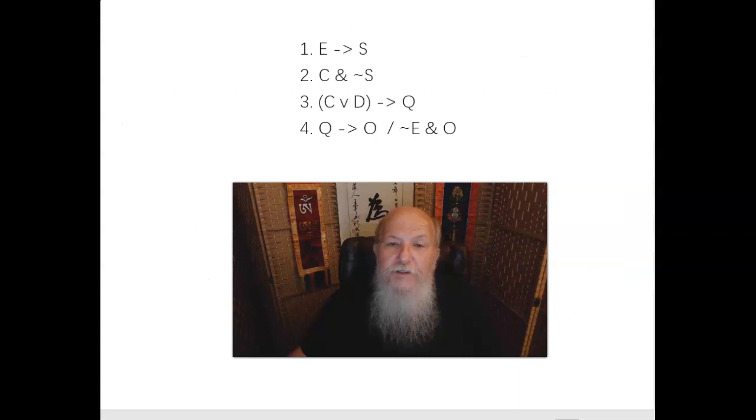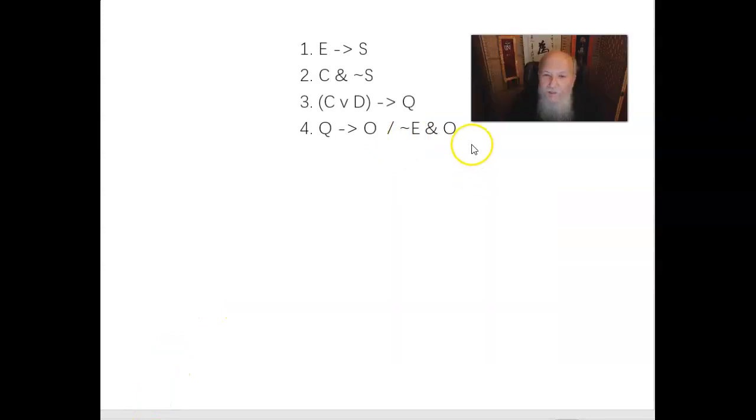So first, we just translate the thing. And then we have if E, then S, C and not S, if C or D, then Q, if Q, then O, therefore not E and O. Let's just try to think through this together. I'm looking for a not E and an O, right? And so I go looking for patterns that can help me, right? I realize, remembering my rule of conjunction, if I had a not E and an O by themselves, I could join them together. So I go looking first for a not E.